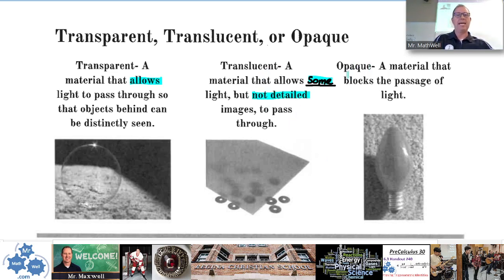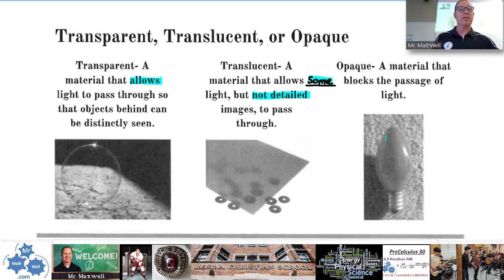And finally, opaque, a material that blocks the passage of light. Now, I actually don't like this example because this is a light bulb, so light actually comes through this. I don't like that example. This was the example that I had in my notes here, but there would be lots of other things like this mug or a rock or a person. Light cannot travel through. Something that's opaque, right? Light does not travel through. You can't see anything through there.